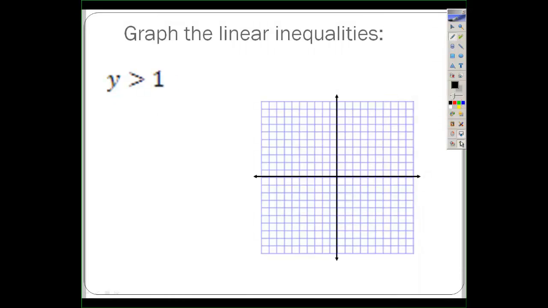y is greater than 1. My graph looks like this, a line on 1. X and Y axis. But I notice that it's a greater than sign, so I need a dashed line. Finally, I need to see which side works. The point 0, 0, right in the middle. I'm going to plug in 0 for y. Is 0 greater than 1? I'm going to say no, it's not. If this is not a solution, I need to shade the top half.